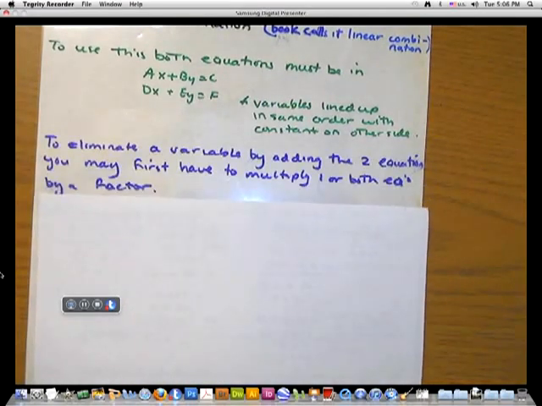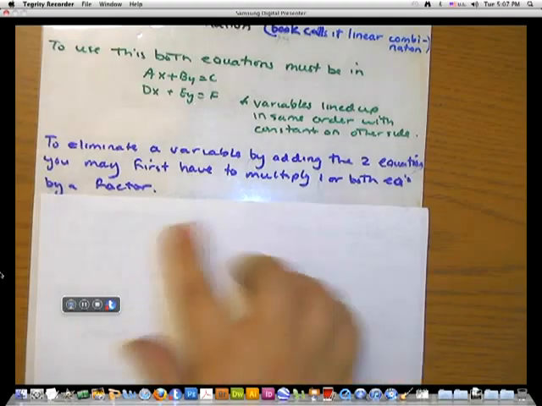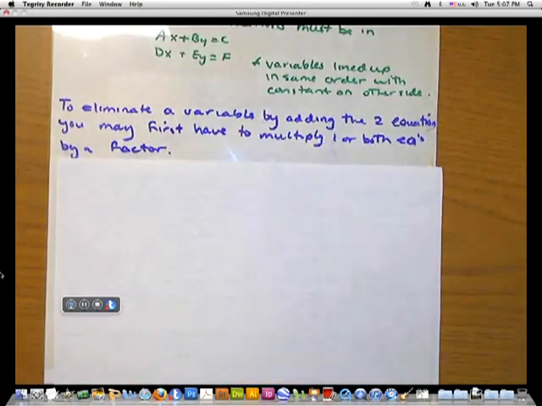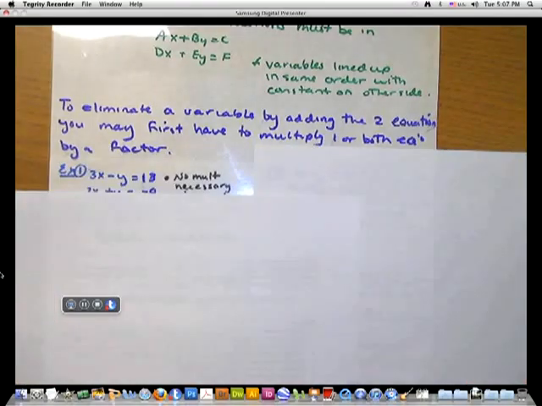All right, to eliminate a variable, we're going to do this by adding the two equations. In order to add the two equations, you may first have to multiply one or both equations by a factor. So we're going to get rid of a letter. That's why it's called the elimination method. And we're going to do this by adding the equations. So we need to make sure that when we add them, we actually can get rid of a letter, so we may have to do some kind of multiplications. So we're going to look at a couple of examples.